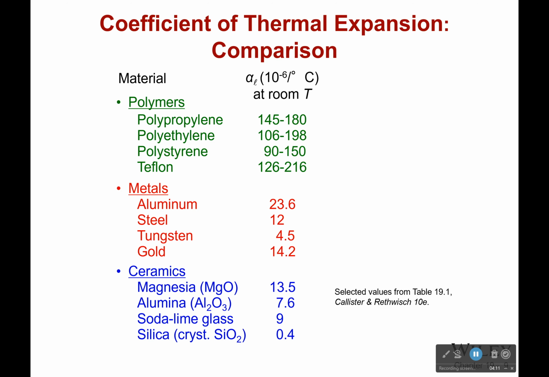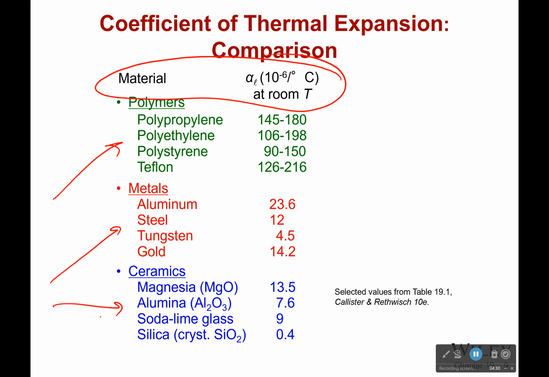Okay, so let's look at thermal expansion comparison. What you can see right here is that, well, wait a minute. What's going on here? Okay, so polymers, once again, have very high coefficients of thermal expansion. They had high heat capacities. Now they have high coefficients of thermal expansion. Metals, kind of the middle, and ceramics, pretty dang low.